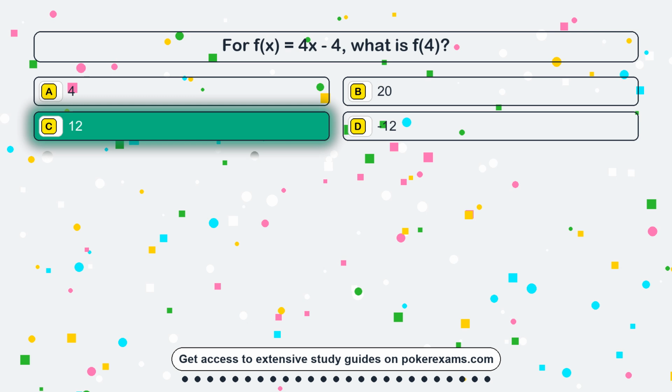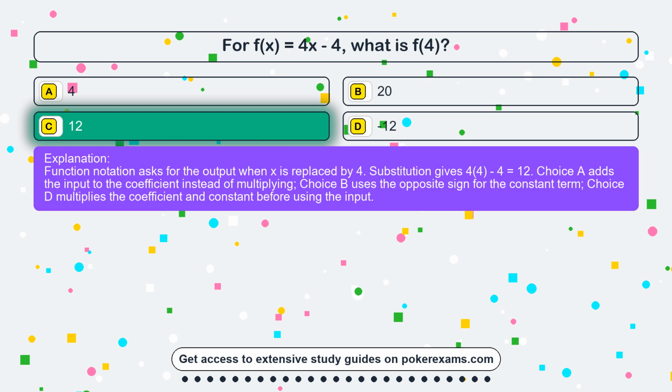The correct answer is option C, 12. Function notation asks for the output when x is replaced by 4. Substitution gives 4 times 4 minus 4 equals 12.